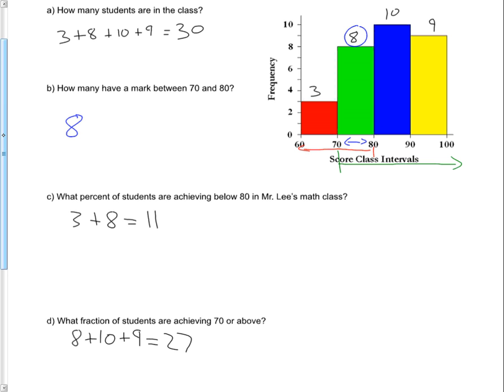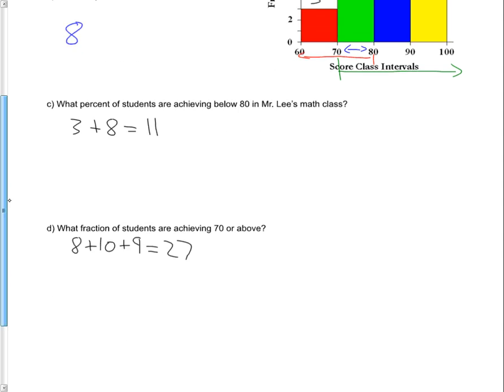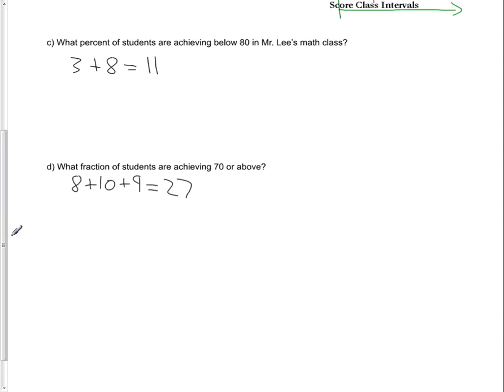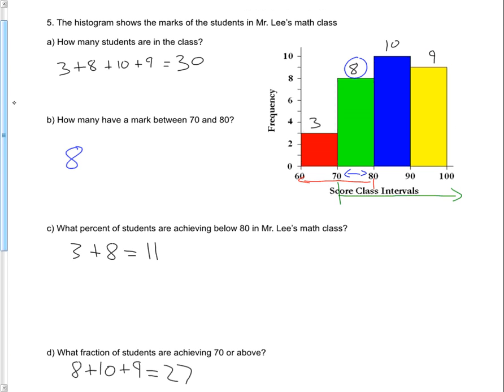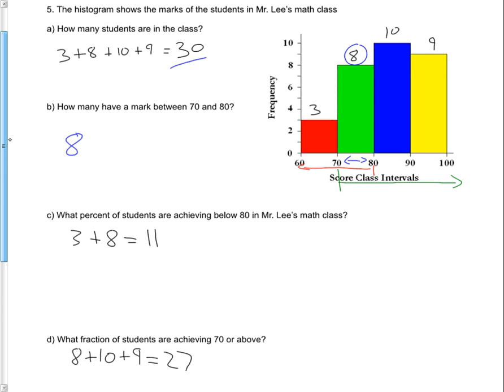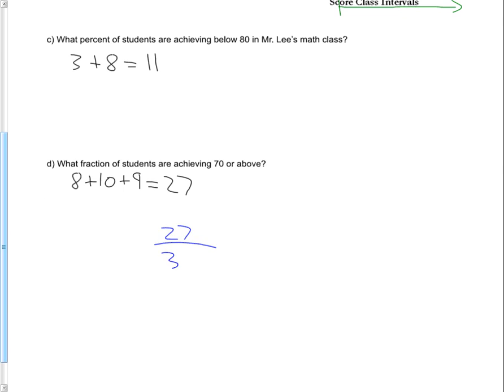Now, the question says as a fraction. So 27 is just part of it. Part of the class is achieving a mark of 70% or above, and that part of the class is 27 students. But the total number of students in the class is, as we calculated earlier in part a, 30. So there are 30 students in the class in total, and of those 30 students, 27 of them are achieving a mark of 70% or above.